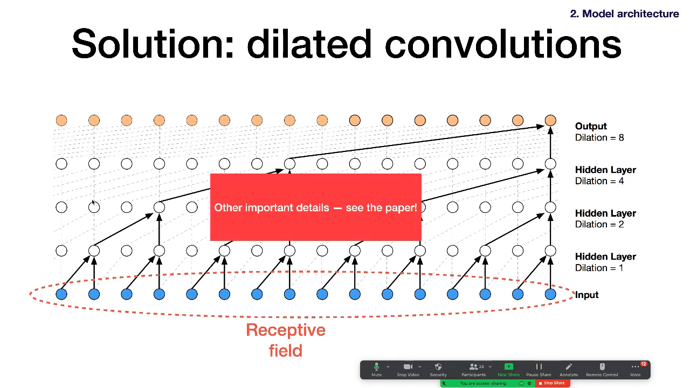There are other important details about how this is implemented and how to optimize these types of models that are important to know if you actually want to implement this, but are maybe less conceptually important for understanding how it works. So if you're interested in this, it's worth checking out the original paper.